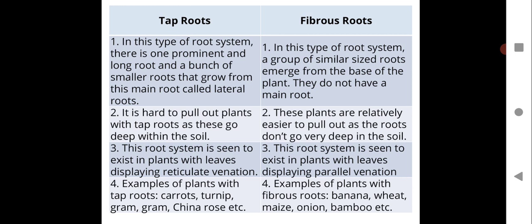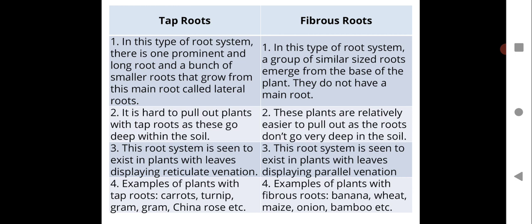Second point over here: for taproot, it is hard to pull out plants with taproot as these go deep within the soil. Taproots go deep within the soil because it has one thick main root which goes deep inside the soil. So uprooting this type of plant which has taproots is a bit difficult because it goes deep in the soil. Whereas fibrous root plants are relatively easier to pull out as the roots do not go very deep in the soil, as they do not have one thick root, and the root sizes are more or less the same.